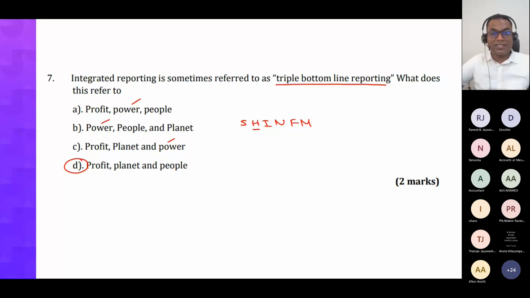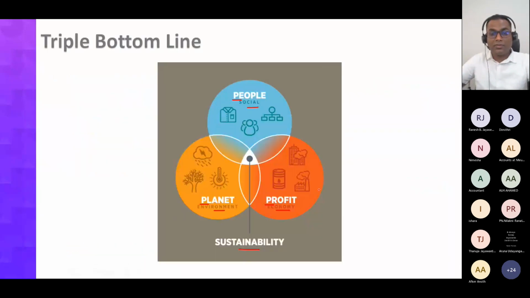What I explained about this SHINFM was that in integrated reporting, you explain about 6 types of capital. So a lot of people find it difficult to remember. So this is an easy way to remember that, SHINFM. S means social and relationship capital, H means human capital, I intellectual capital, N natural capital, F financial capital, M manufactured capital. So the question is actually from triple bottom line reporting. So what is included within the triple bottom line reporting?